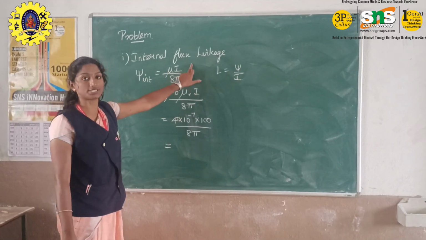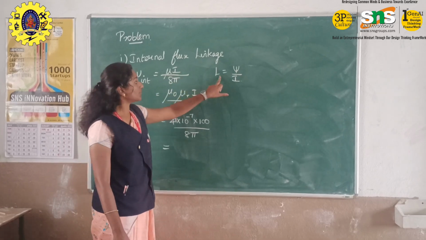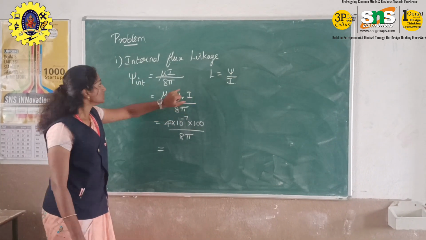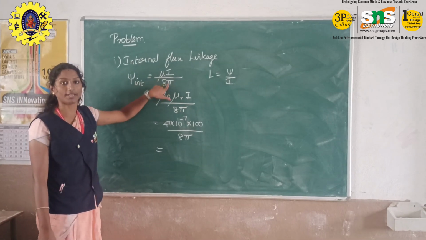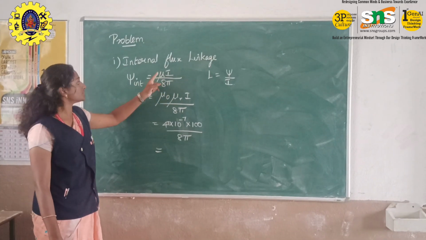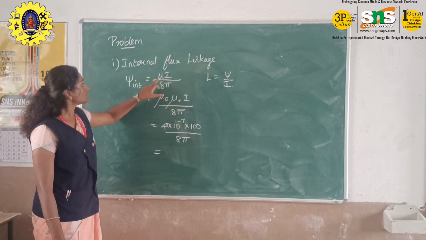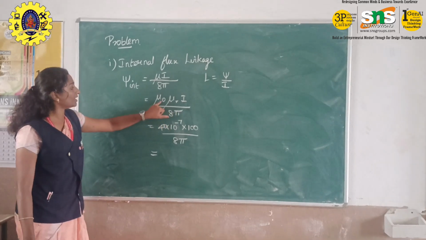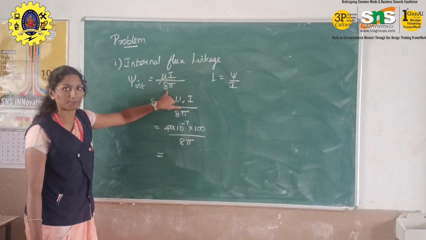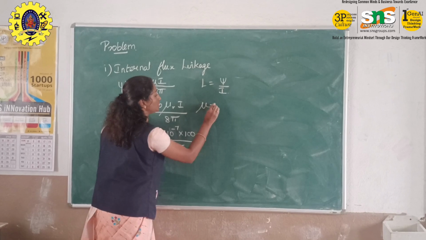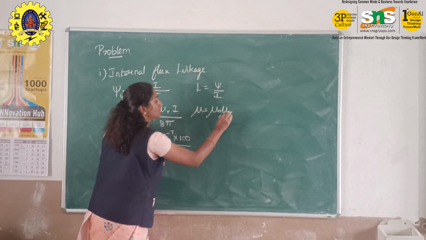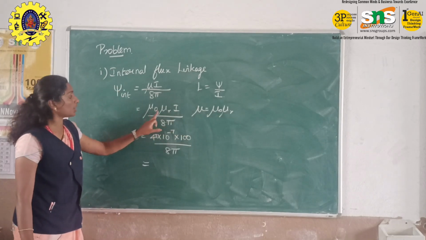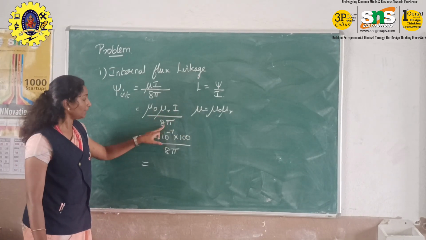Next we are going to determine the internal flux linkage. We already know that inductance is flux linkage divided by current. The flux linkage due to internal flux, which we have already derived, is mu I divided by 8 pi. When we substitute this, I gets cancelled, so the final equation will be mu by 8 pi. Instead of mu, I can substitute mu naught into mu r, which is the relative permeability and the permeability of free space.